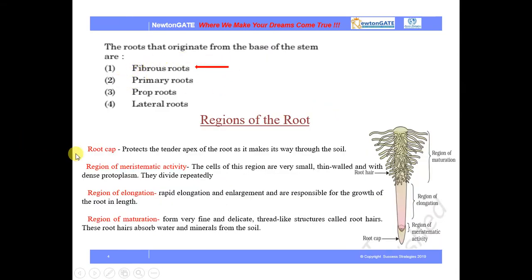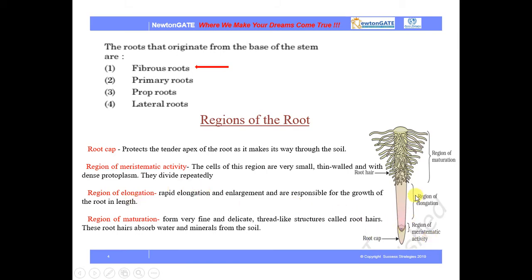Very easy. Now, next I am going to discuss the regions of the roots. So, regions of the roots means the different parts of the roots. Let us go one by one. The regions of the root are: root cap. As you can see, the lowest portion or the tip of the root is called the root cap. Next, above the root cap is the region of meristematic activity. Just follow this diagram, okay? The region of meristematic activity.